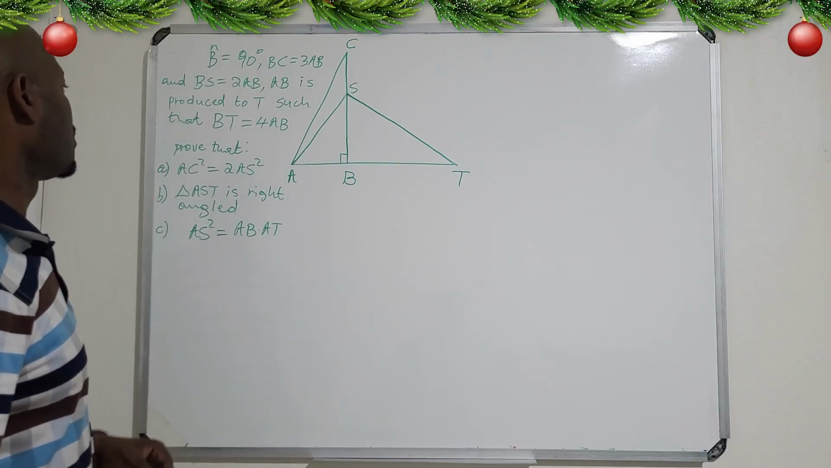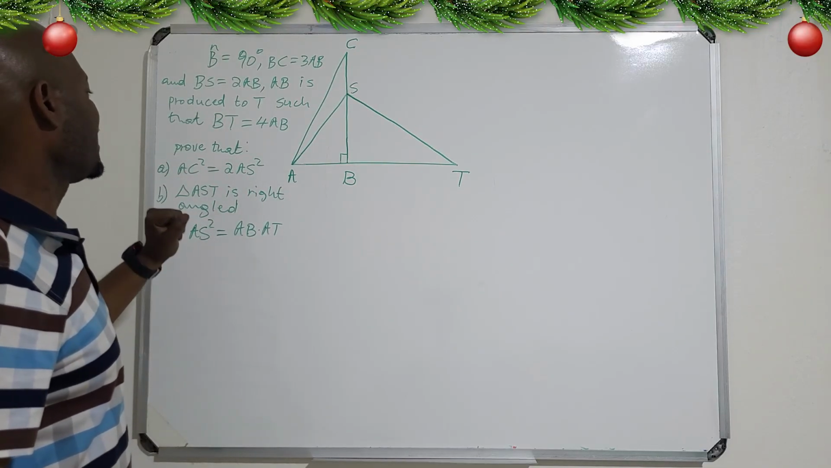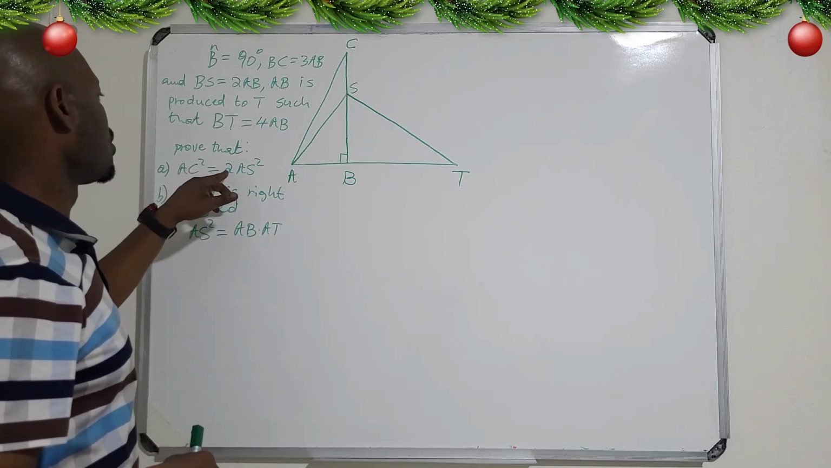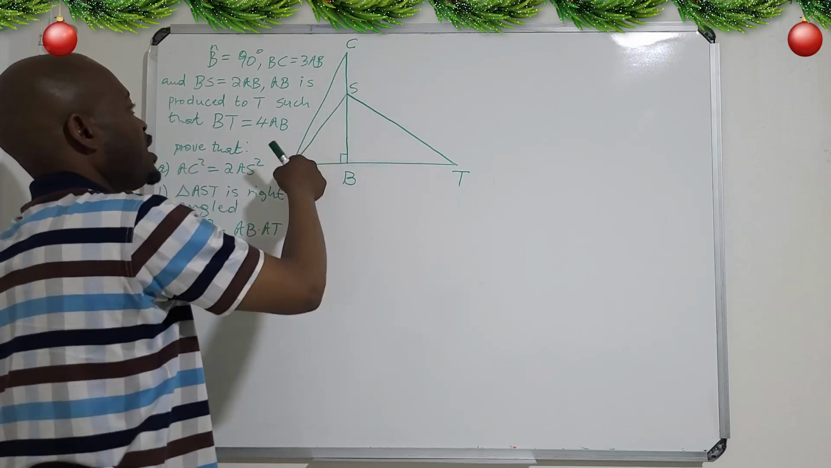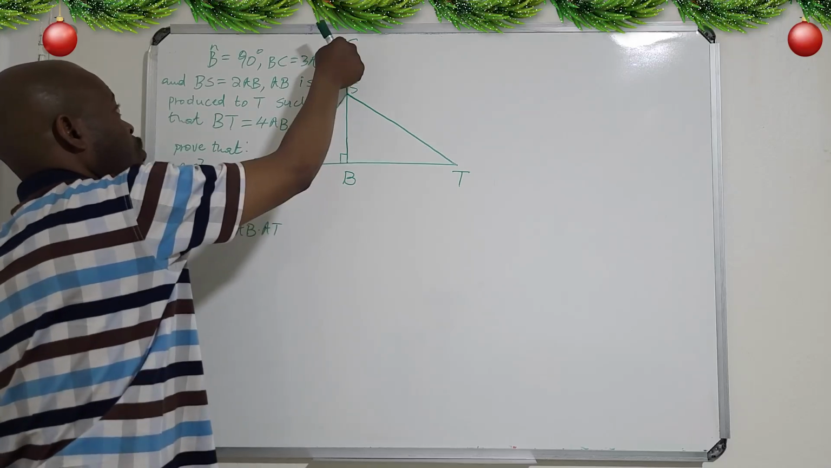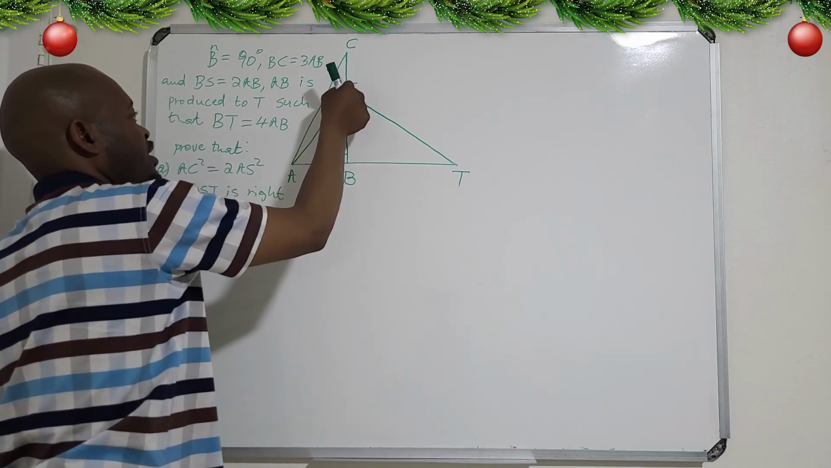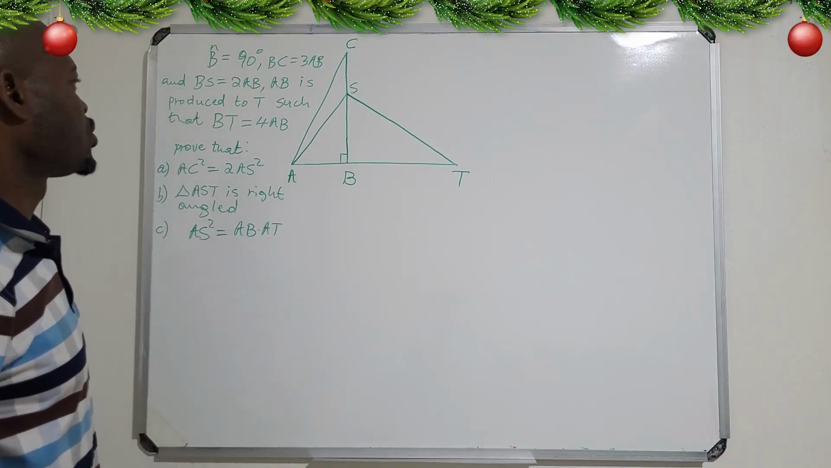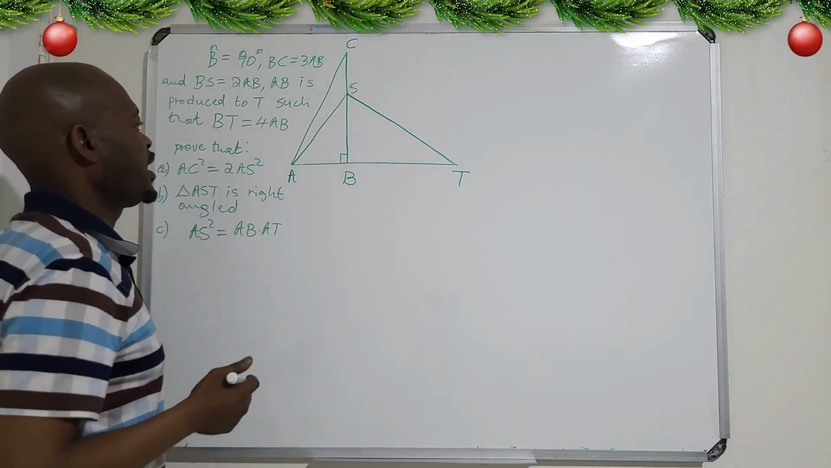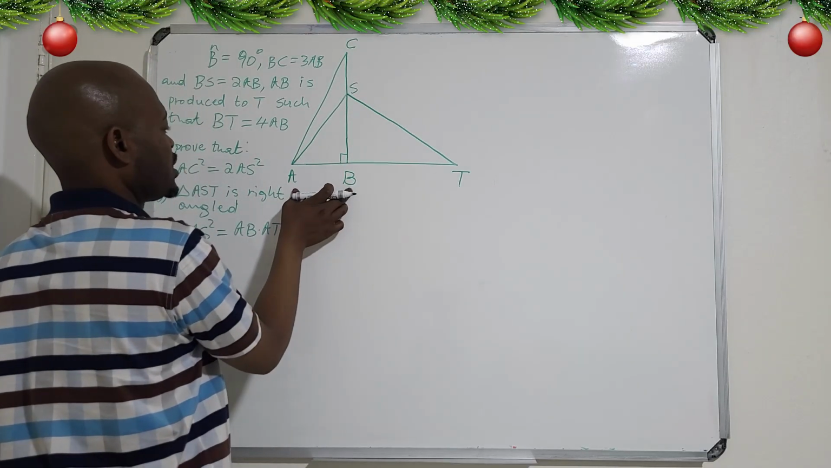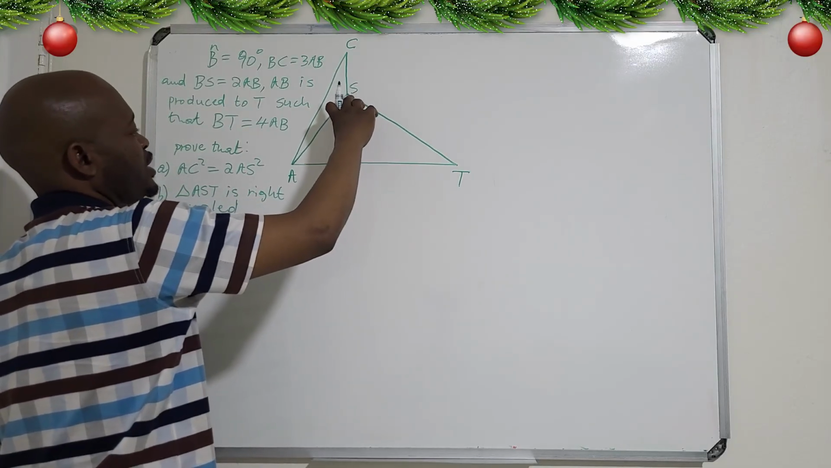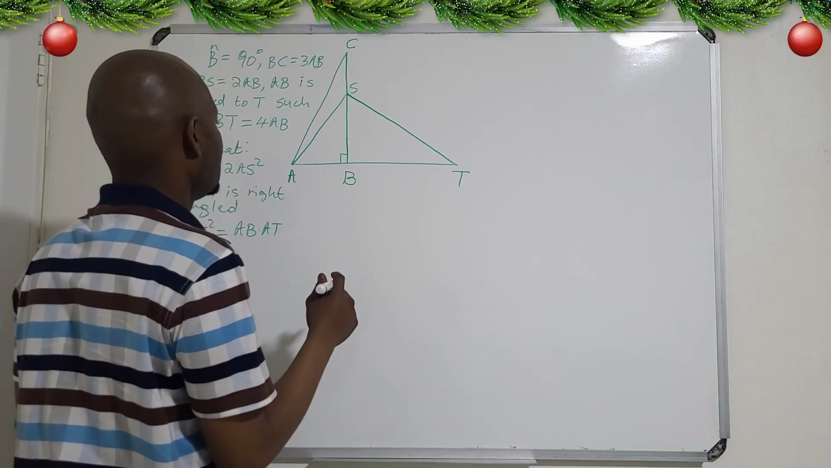Now, we are told to prove that AC squared is equal to 2 times AS squared. We have to prove that this squared is 2 times this squared. For us to do that, we can first find AS. Let's find AS. We know that this is AB. We know that this is 2 times AB.